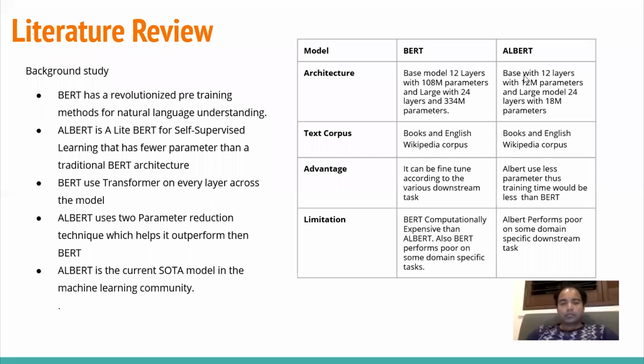Thank you. Now let's talk about the literature review for the BERT and the Albert models. The BERT model has been derived from the transformers and the transformers will be used on every layer across the model, whereas the Albert has been derived from the BERT model and it uses a parameter sharing technique, which is not used in the BERT model. With the pre-training part, they both use the same text corpuses, the book and the English Wikipedia corpuses.